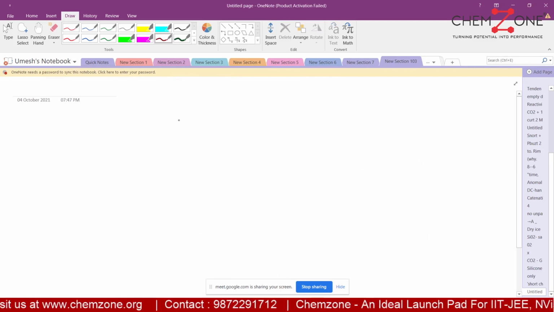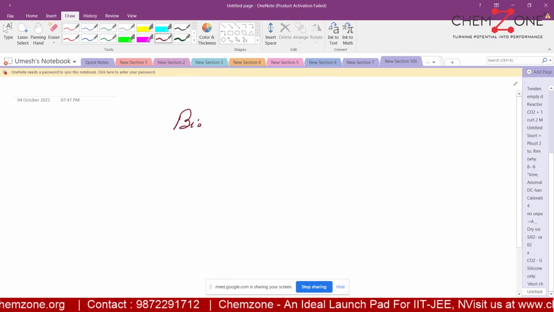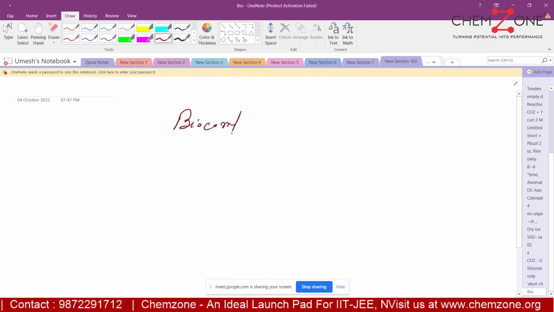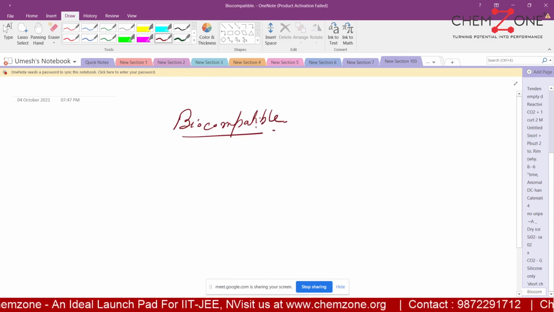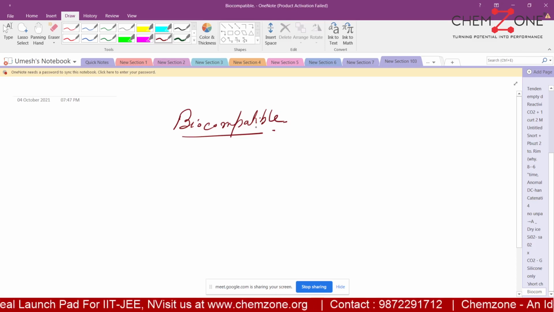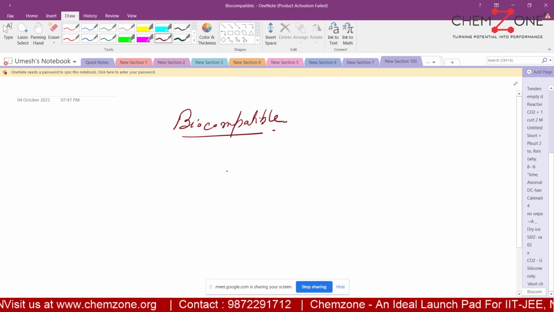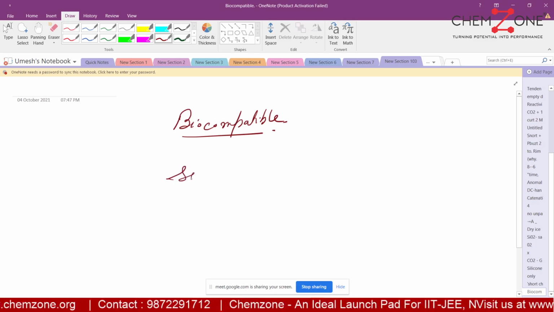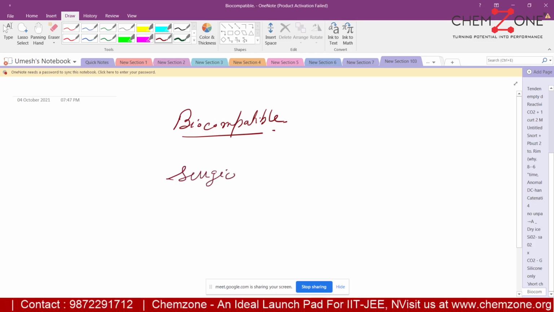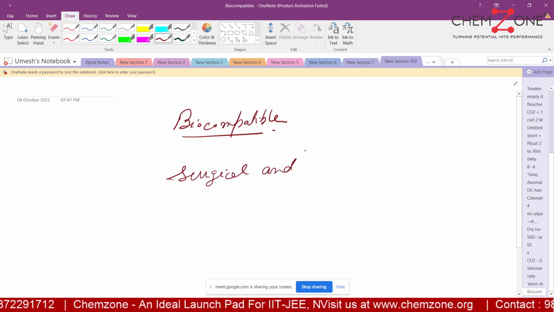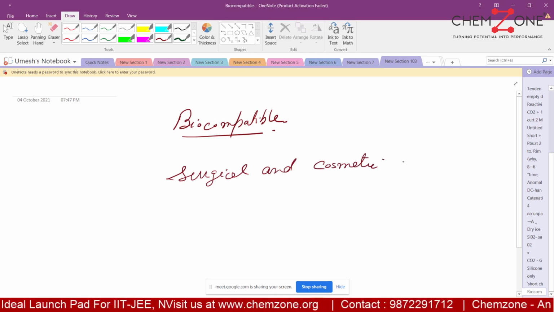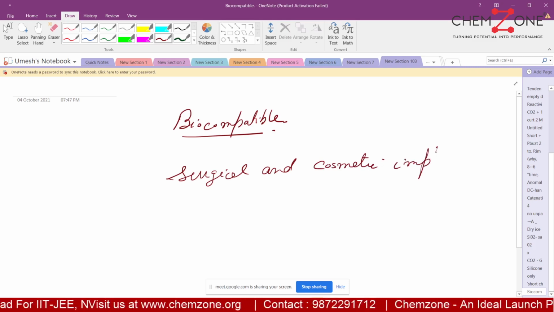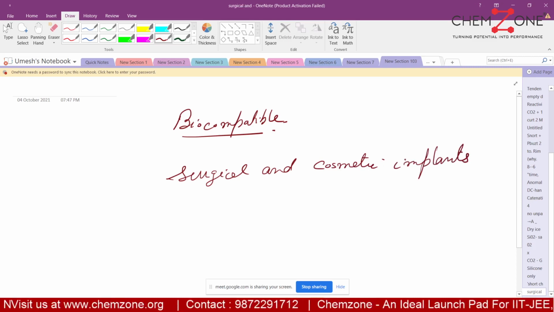They are biocompatible. Biocompatible means if they are implanted in the human body, they will not affect our body. So they are used in surgical and cosmetic implants.